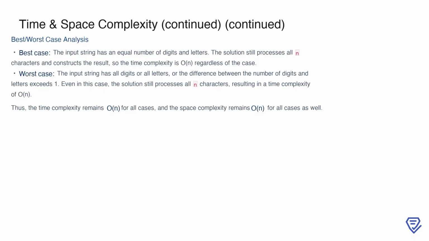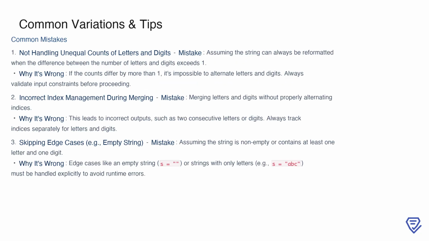Whether the input string has an equal number of digits and letters or the difference between their counts exceeds 1, the time complexity remains O(n), because we process all n characters. The space complexity is also consistently O(n), since the storage requirements depend only on the size of the input. This consistency makes the solution robust and efficient for all cases. One common mistake when solving this problem is not handling cases where the counts of letters and digits differ by more than 1.